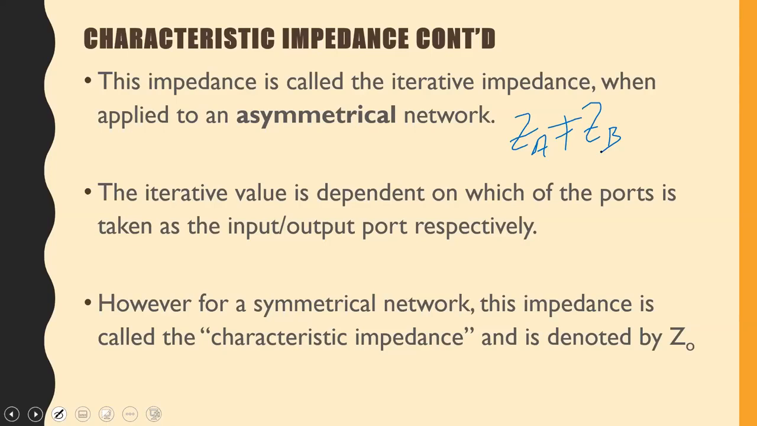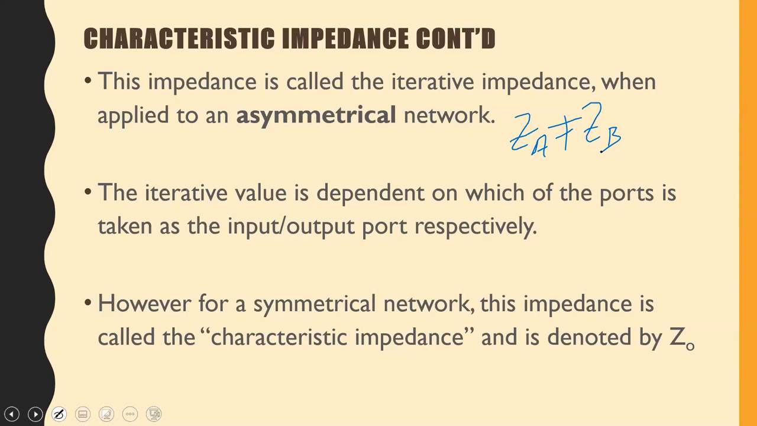And we have not defined any port as yet. All we have given are the conventions in terms of where the current is flowing, the voltage of one terminal relative to the other, etc. So the iterative impedance is going to be dependent on which port, or which pair of terminals, we select as the input and which we select as the output. If I am going from left to right, I would have a particular value of iterative impedance, and if I'm going from right to left, then I'll get another value.